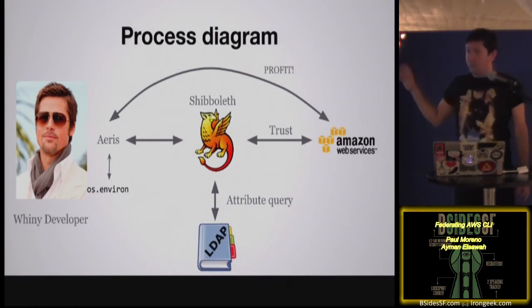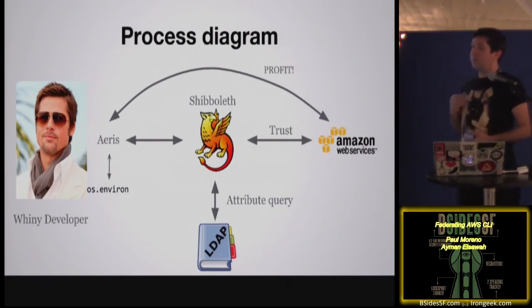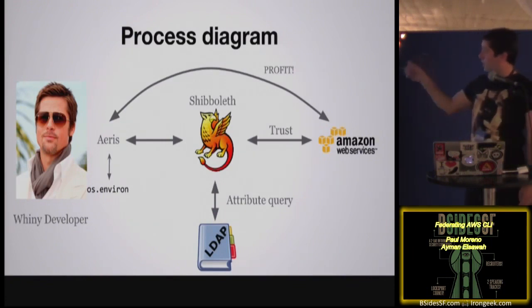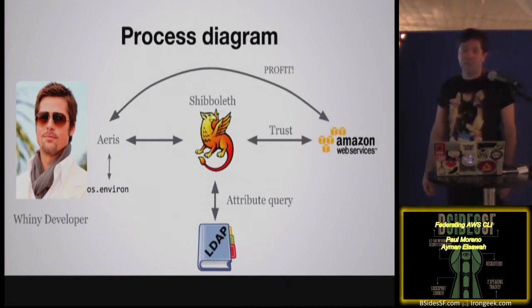Shibboleth is configured to go and fetch some attributes based on the user, and then do some magic to map it to a role. So Shibboleth ends up taking input from the user on behalf of Eris. Shibboleth has that trust established with Amazon already. It generates a SAML assertion based on the attributes of the user, and then it passes it back to Eris. Eris writes it to your operating system environment variables. And then it allows you to use the Amazon STS to perform CLI actions.